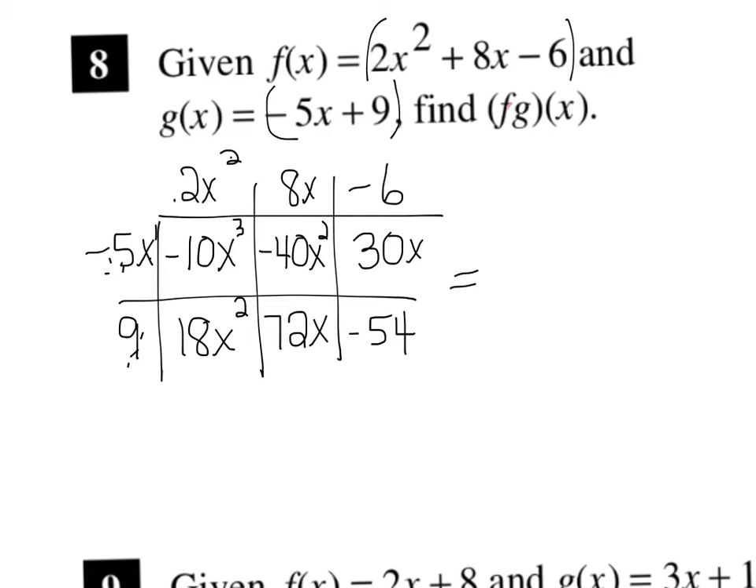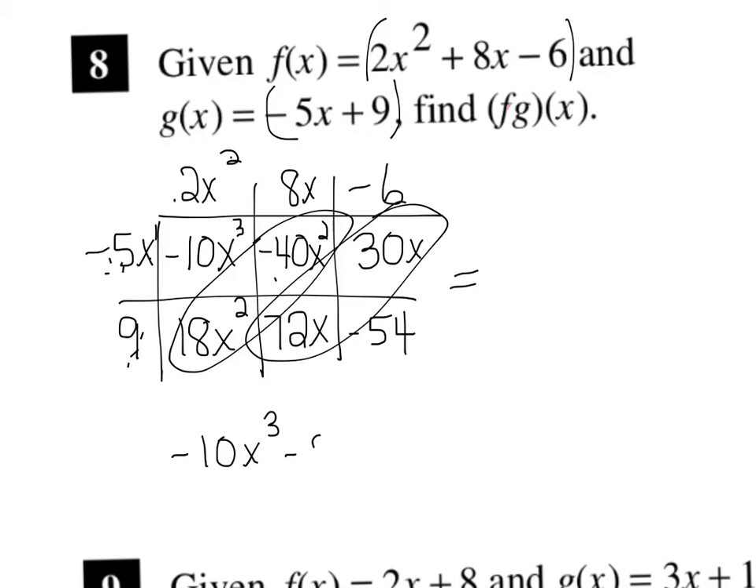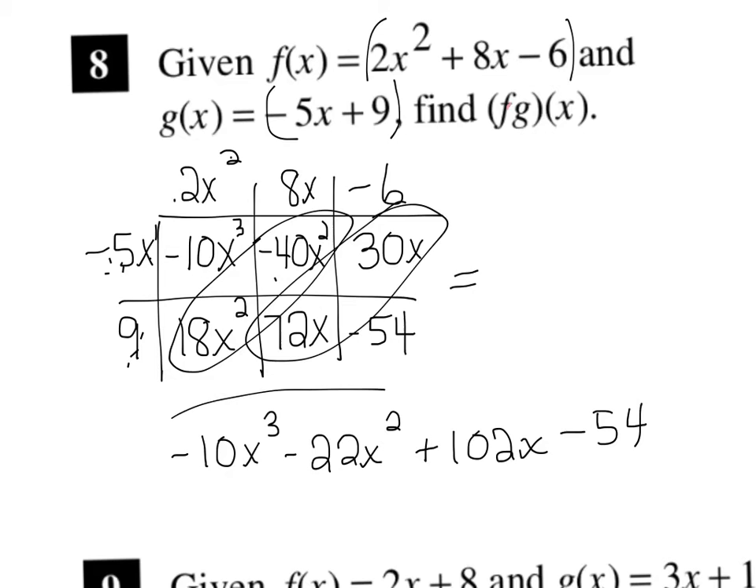So let's combine like terms. We have negative 10x to the third. Negative 40 plus 18 is negative 22x squared. 72 plus 30 is 102. And last we have minus 54.